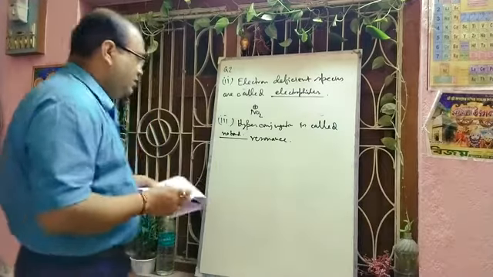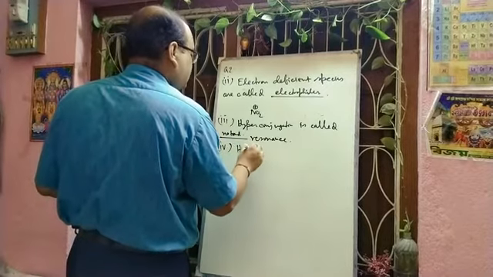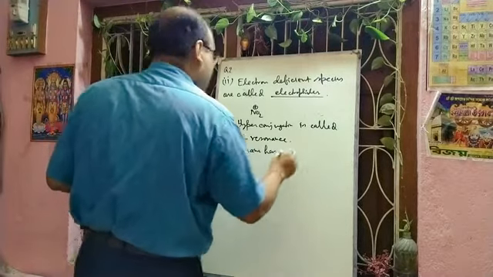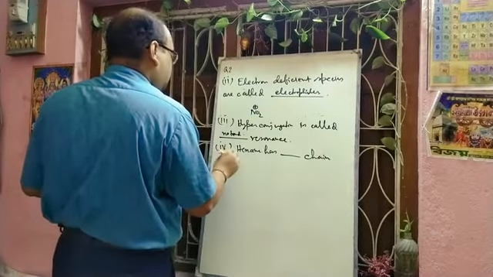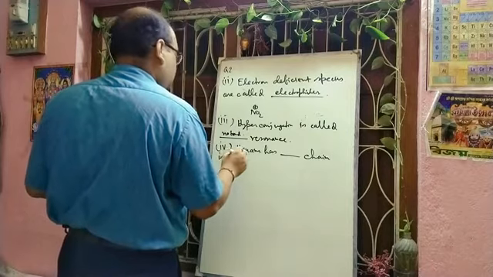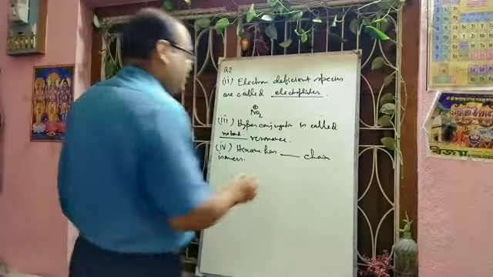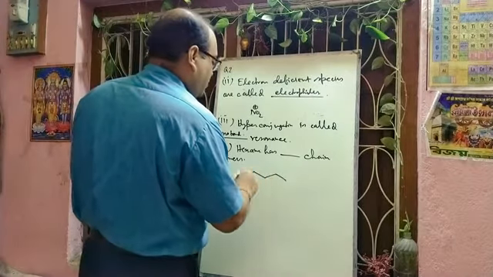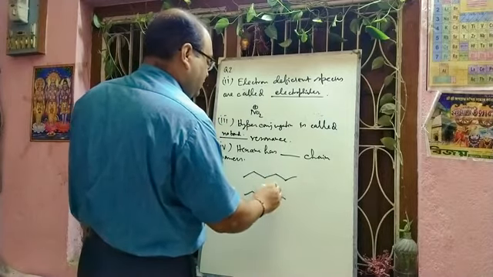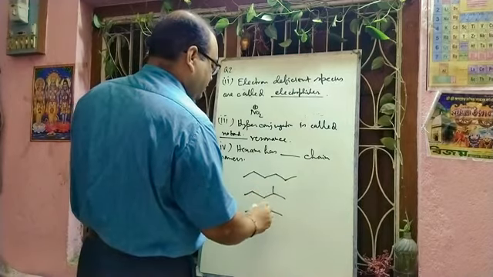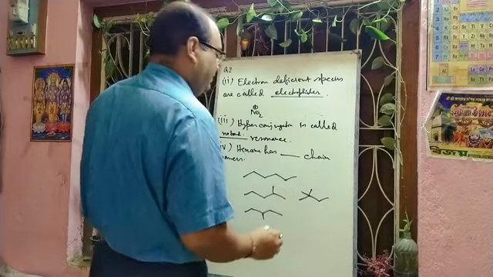Next question, question number 4. Hexane has dash chain isomer. So here you have to calculate. Hexane structure will be like this: 1, 2, 3, 4, 5, 6. This will be one structure. Now if you take one methyl, here will be one methyl, and in the middle there will be one methyl. You can think about the 2 methyl groups; these 2 methyl groups will be here.